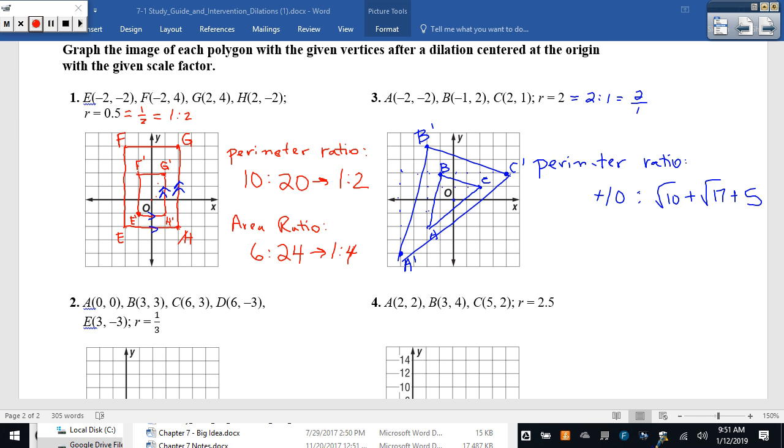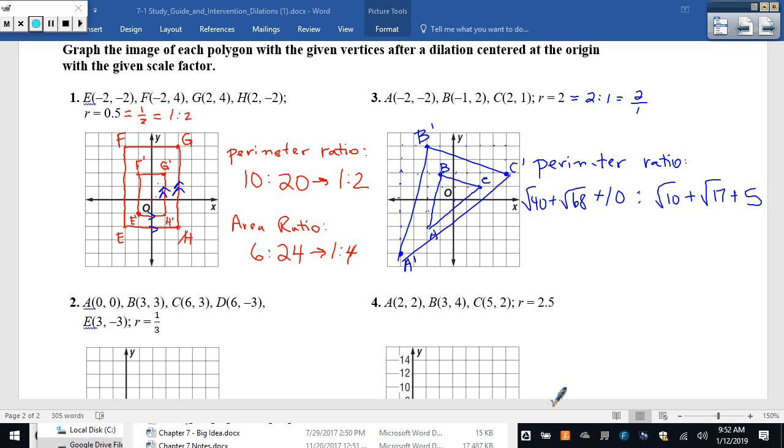Okay. If I do AB, 1, 2, 3, 4, 5, 6, 7, 8, 1, 2. So 8 squared is 64 plus 4 squared is 68, square root of 68. And then B prime C prime, 1, 2, 1, 2, 3, 4, 5, 6. So 2 squared is 4, 6 squared is 36, 4 plus 36 is 40, square root of 40, okay? Now that looks kind of messy right there.